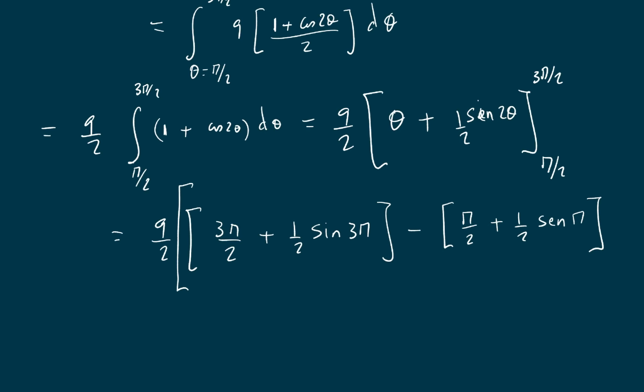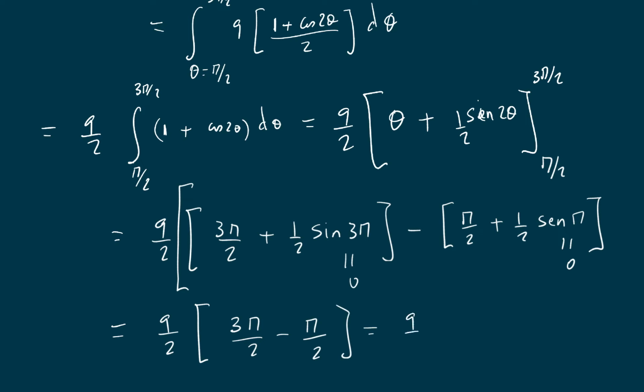What is sine of 3 pi? Sine of 1 pi is 0, of 2 pi is 0, of 3 pi is 0. So this is 0 and this is 0. So the result would be 9 half, that multiply 3 pi divided by 2 minus pi divided by 2. So it would be 9 half.